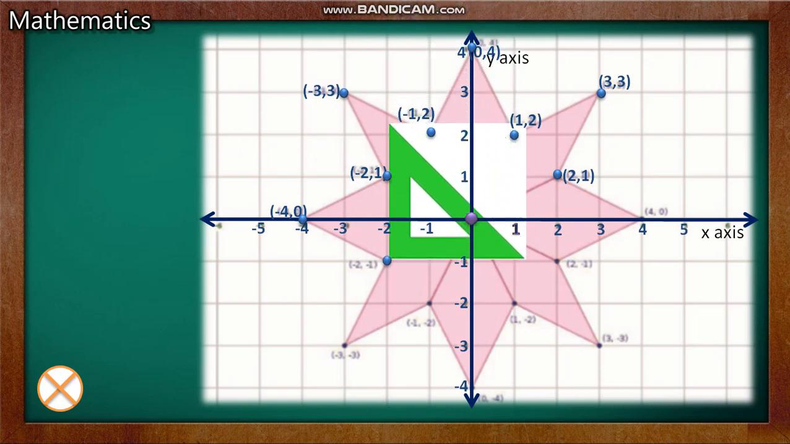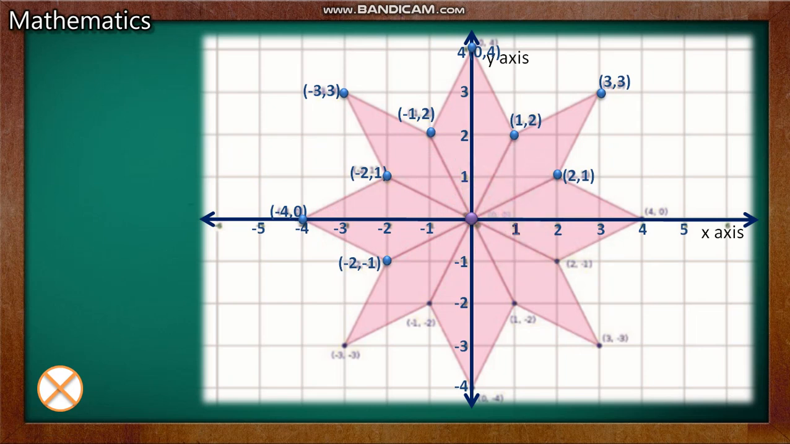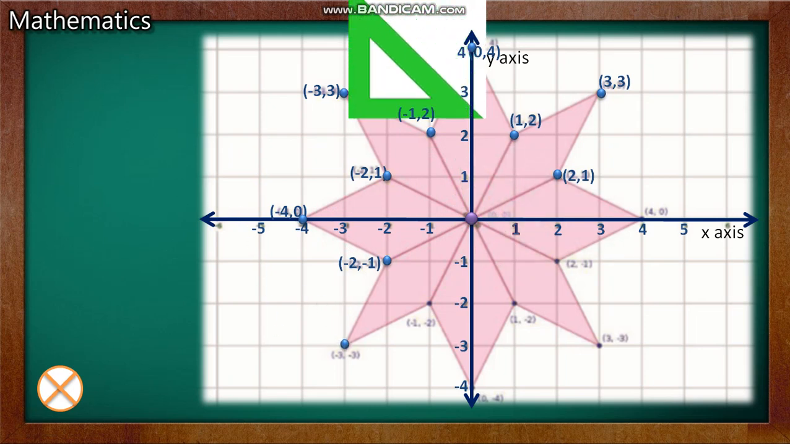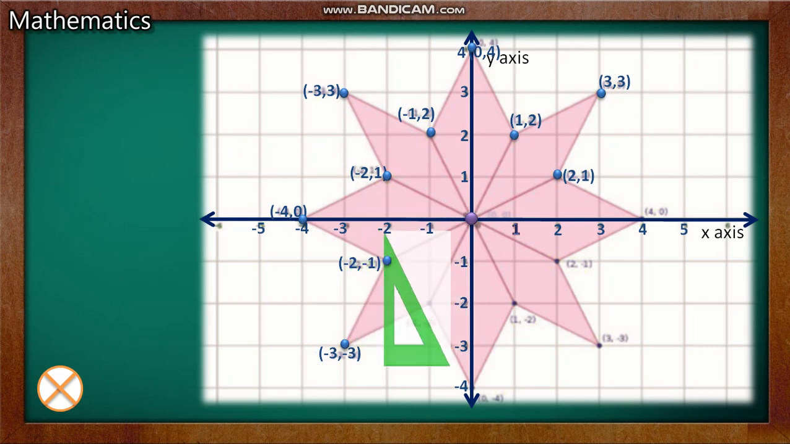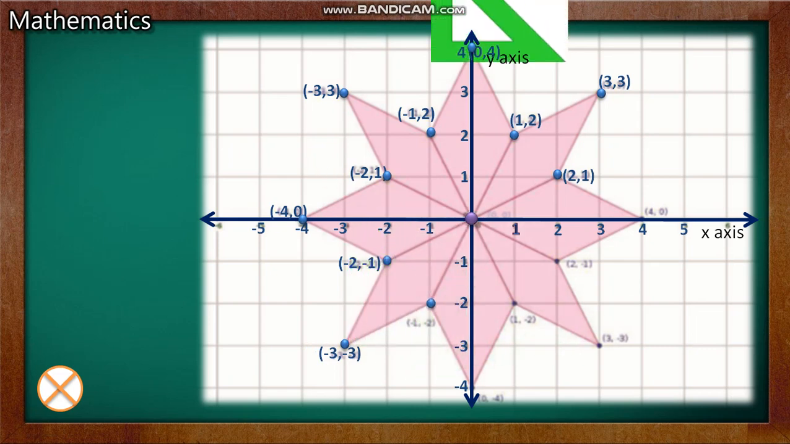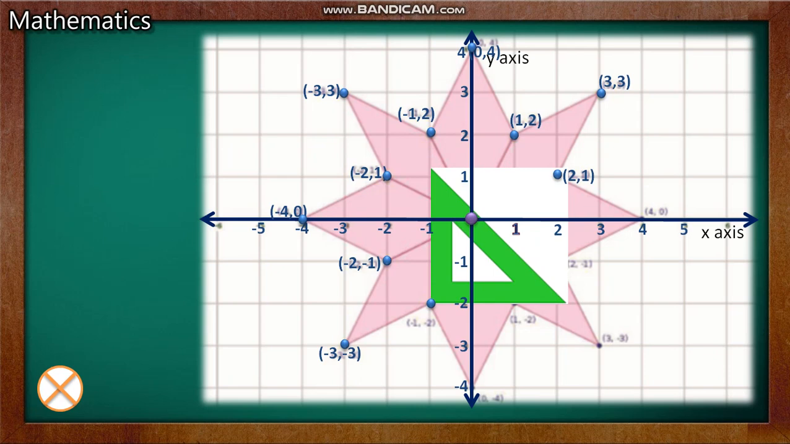Now this point, place your set square there. In x, that is in the x-axis -2, in the y-axis -1. So -2 -1. This point, place your set square there. In the x-axis, look to my mouse pointer. This one -3. Here also -3. So -3 -3. First number is x coordinate, second number is y coordinate. This one, place your set square there. Here the x coordinate is -1, y coordinate is -2. So -1 -2.